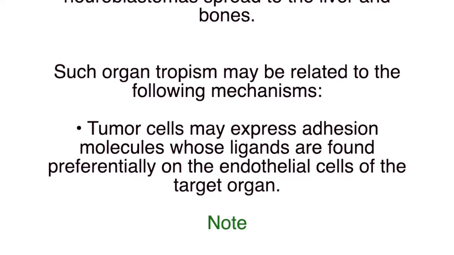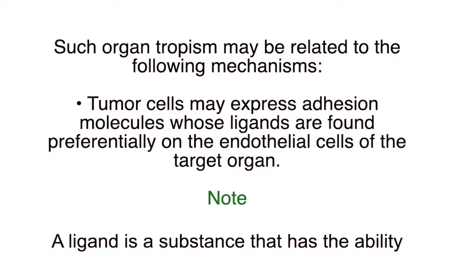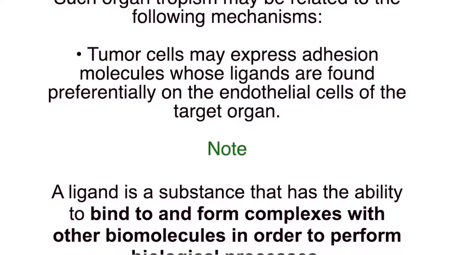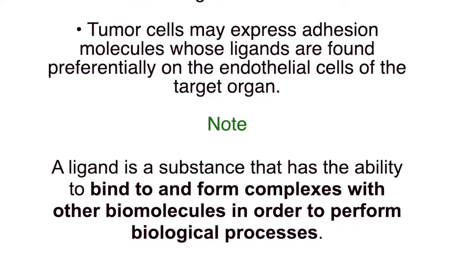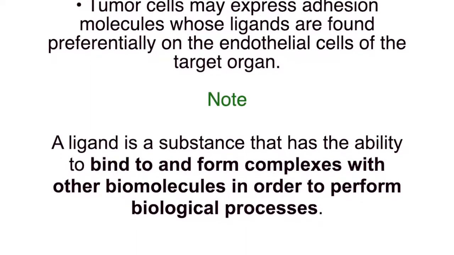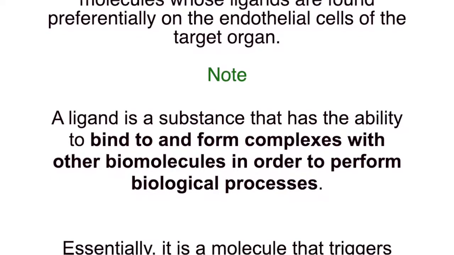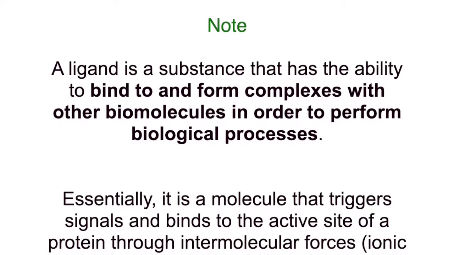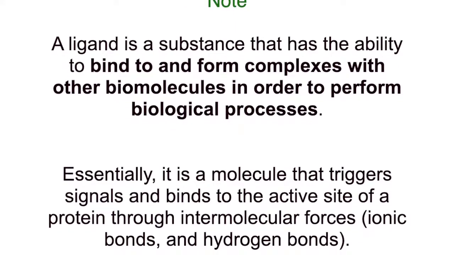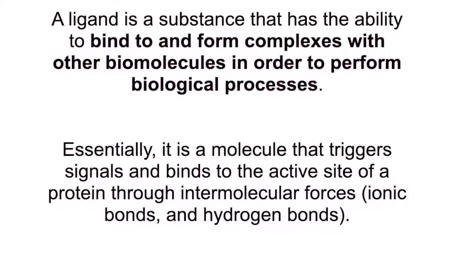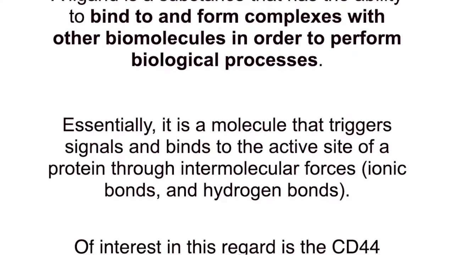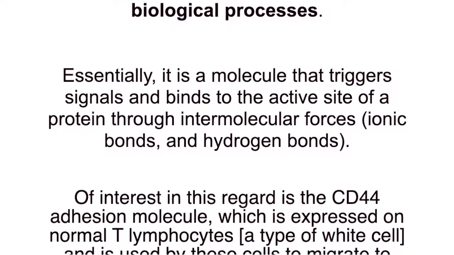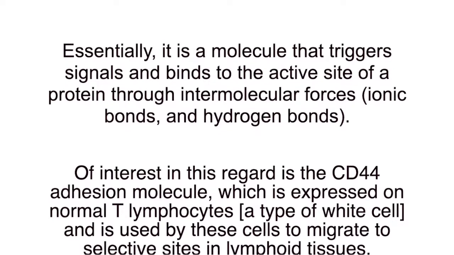Tumor cells may express adhesion molecules whose ligands are found preferentially on the endothelial cells of the target organ. Note, a ligand is a substance that has the ability to bind to and form complexes with other biomolecules in order to perform biological processes. Essentially, it is a molecule that triggers signals and binds to the active site of a protein through intermolecular forces, that is, ionic bonds and hydrogen bonds.